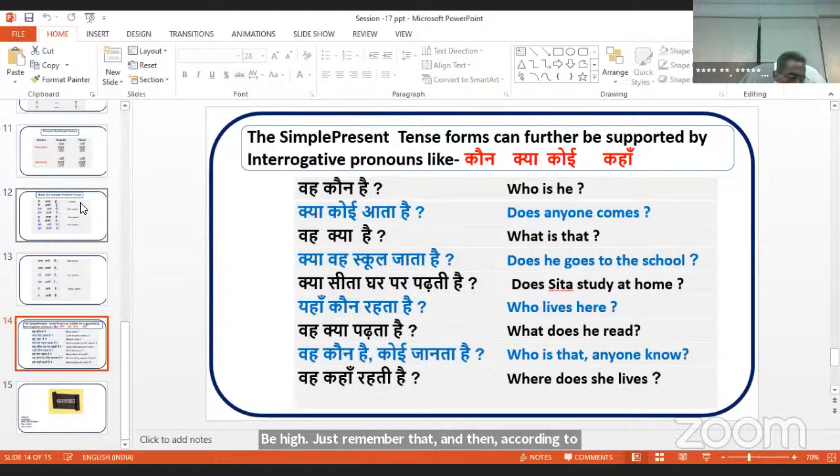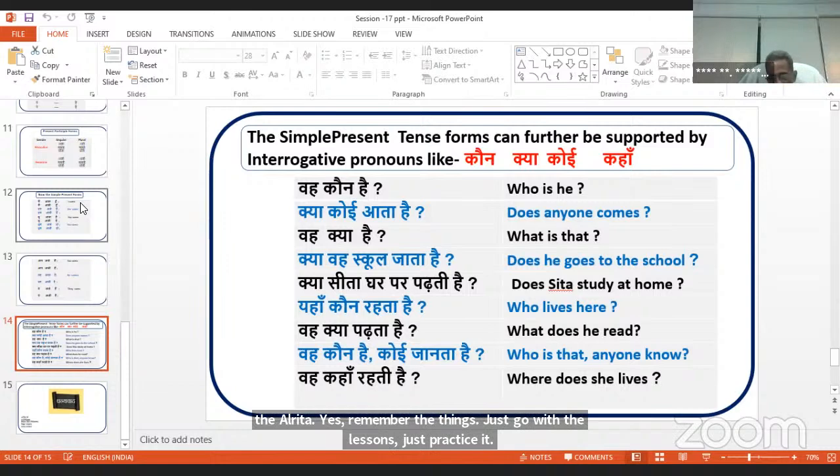Ram, it will be ता है. Sita, it will be ती है. Ram and Rahim, it will be ते हैं. Sita and Rita, it will be ती हैं. Just remember these things, go with the lessons, and practice. Practice makes you perfect, there is no doubt at all. I hope you can cope with this lesson.